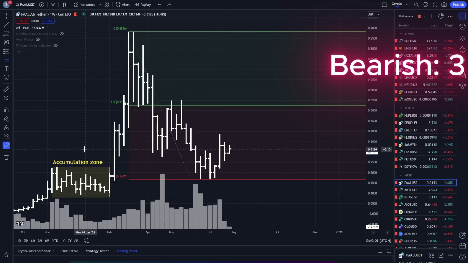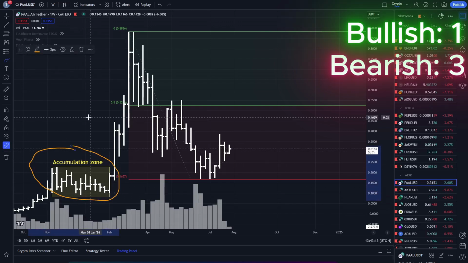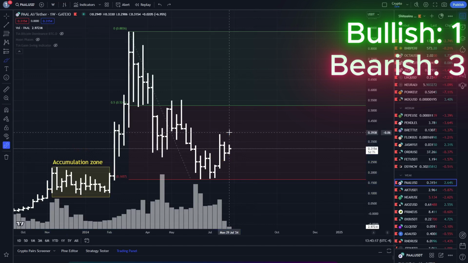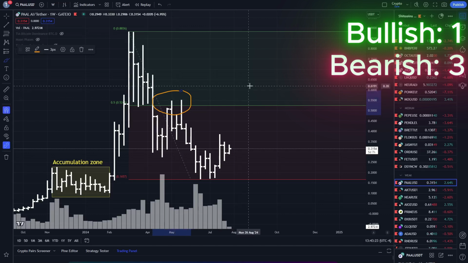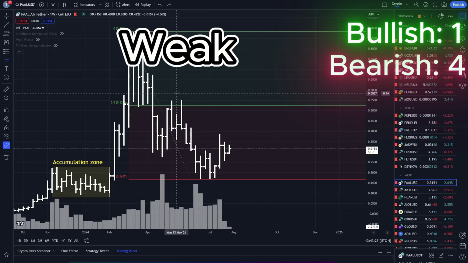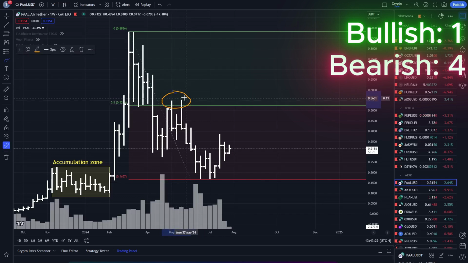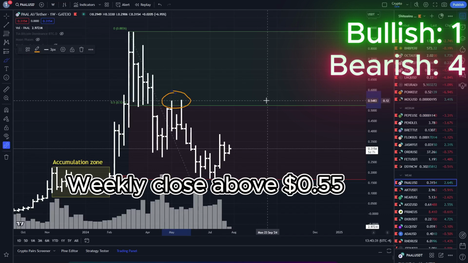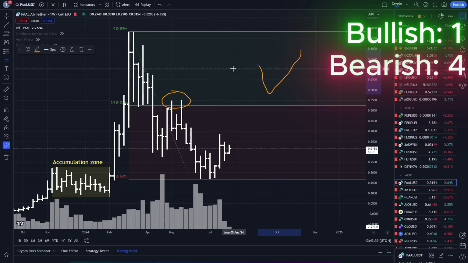Are we above the previous accumulation zone? Yes, we are. The last accumulation zone was here. We're still above, so that's a bullish signal. And lastly, are we above important old tops? Well, the most important ones will be these two here, and we are below them. So right now, PAAL is weak, but if it can reclaim both the 50% and these old tops and make a weekly close above 55 cents, then I would start being bullish on it.